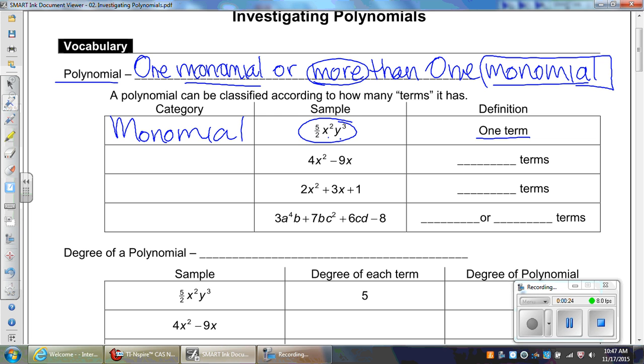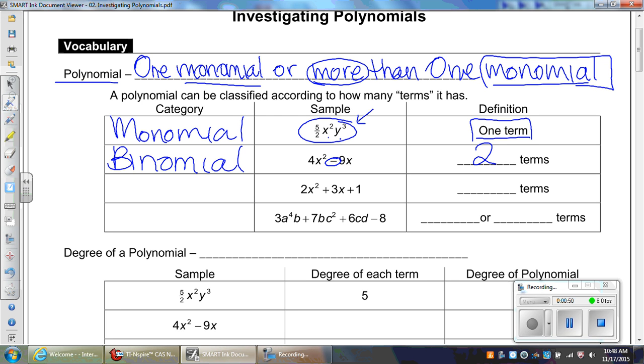The first example we have here is one term only, even though we have x and y. The fact that they're not adding or subtracting tells us that it is only one term, and because it is one term, we call it monomial. The next one, we have two terms, and we know that because there is a negative sign in between them. So when we have two terms, we call that binomial.